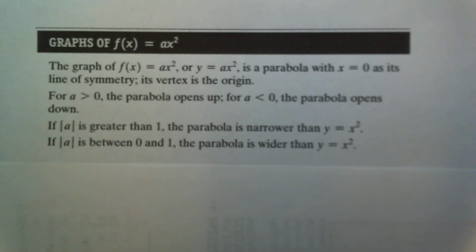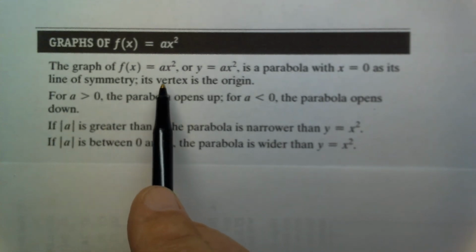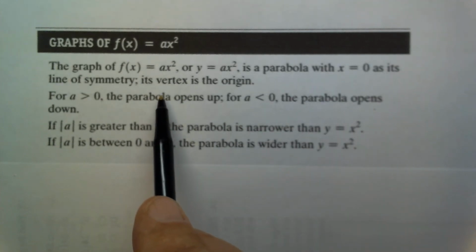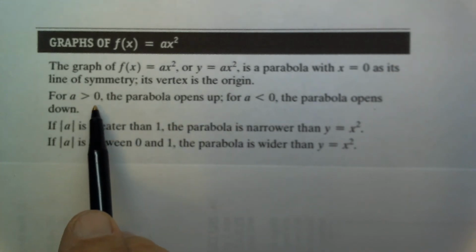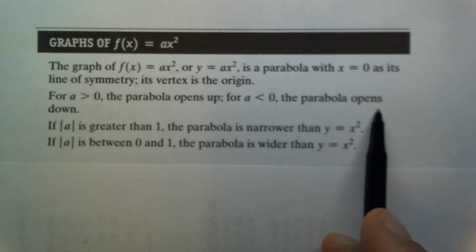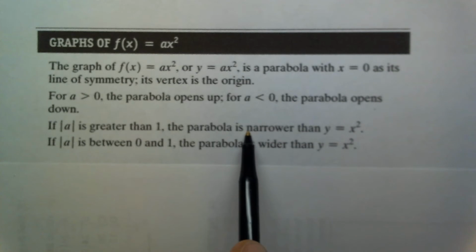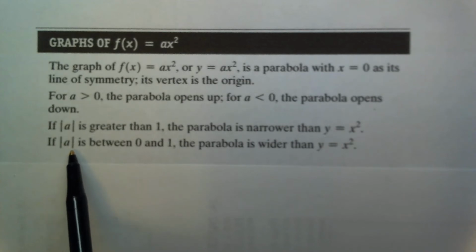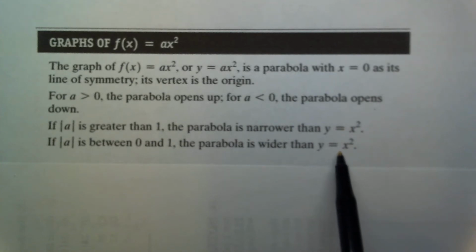Here are some general comments about the graphs of f(x) = ax². The graph of f(x) = ax², or y = ax², is a parabola with x = 0 as its line of symmetry, and its vertex is the origin. For a greater than 0, the parabola opens up. For a less than 0, the parabola opens down. Also, if the absolute value of a is greater than 1, the parabola is narrower than y = x². And when the absolute value of a is between 0 and 1, the parabola is wider than y = x².